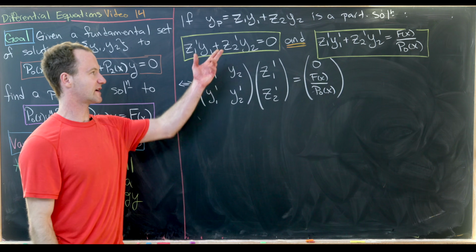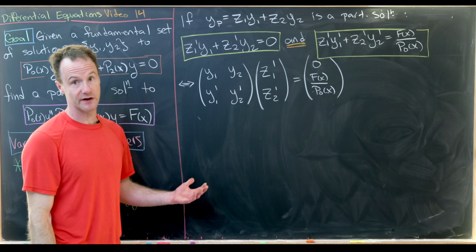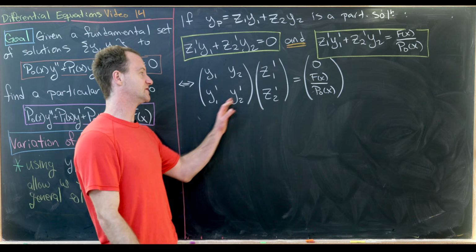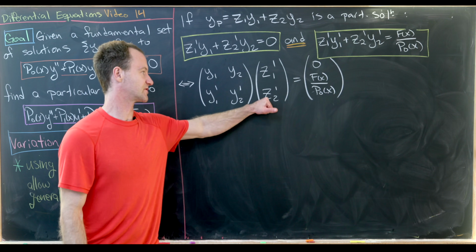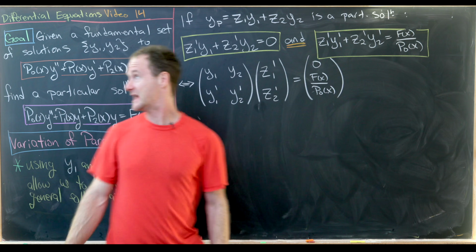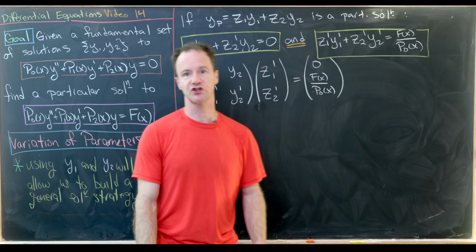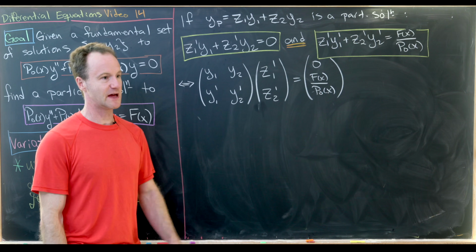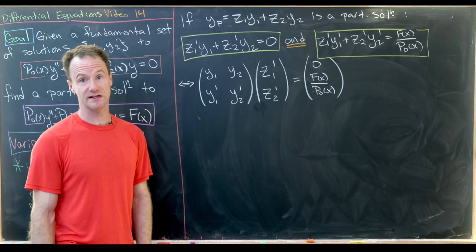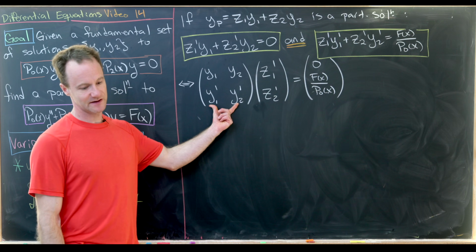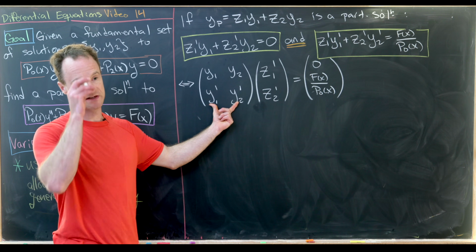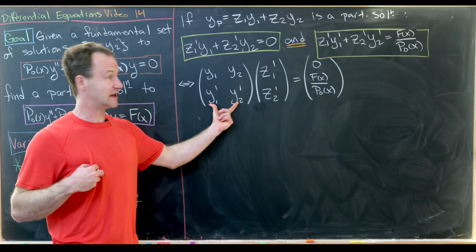Great, so that's just translating those two linear equations, well really linear in z1 prime and z2 prime, into this matrix vector equation. But let's recall that if this is a fundamental set of solutions, then that means that they are linearly independent. But if they're linearly independent, then the Wronskian is non-zero, but the Wronskian is exactly the determinant of this matrix. So since the determinant of this matrix is non-zero, that means it has an inverse.